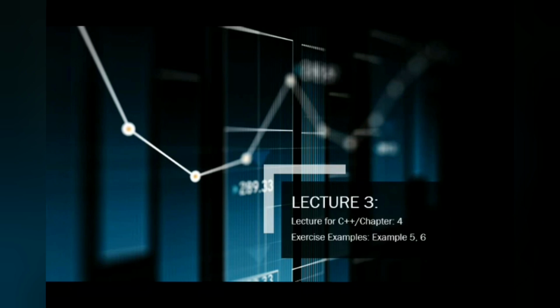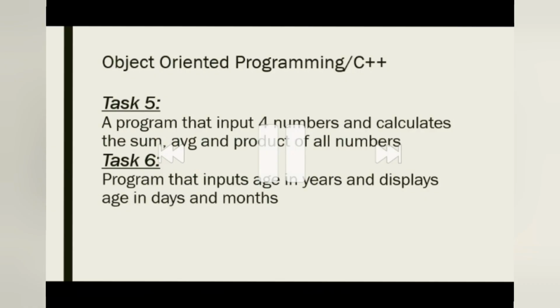So in this video, task number 5 is a program that inputs phone numbers and calculates the sum, average and product of all numbers. And task number 6 is a program that inputs age in years and displays age in days and months. So let's go to the video.